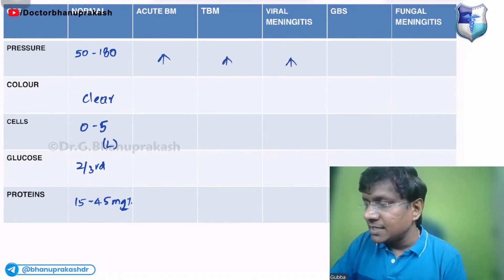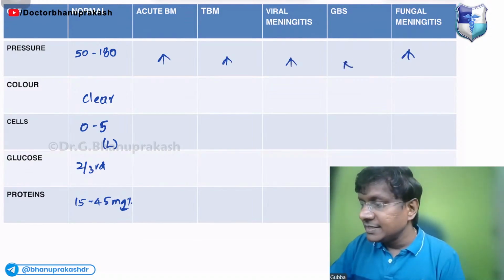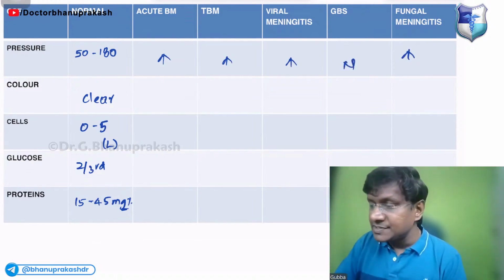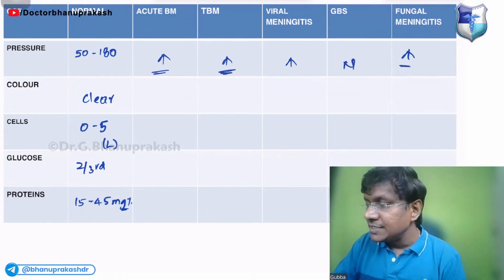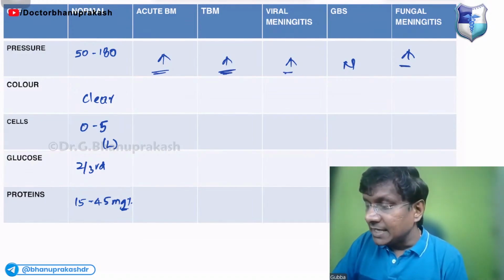In bacterial, tubercular, viral, and fungal meningitis, the CSF pressure will be increased. Whereas in Guillain-Barre syndrome, the CSF pressure will be normal. In acute bacterial meningitis, the color of the CSF will be turbid.